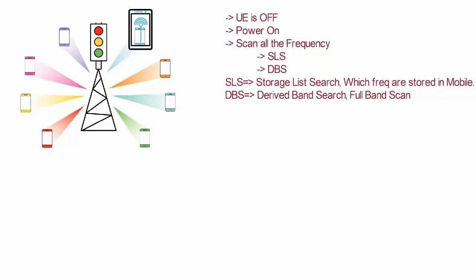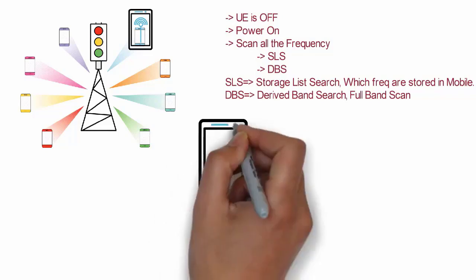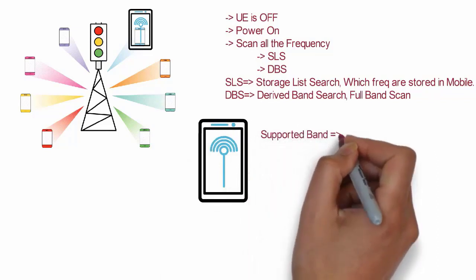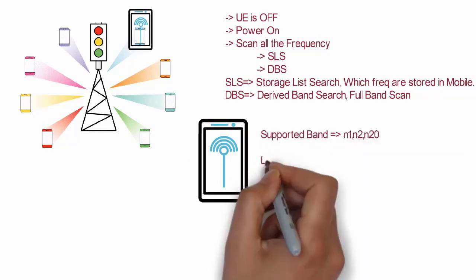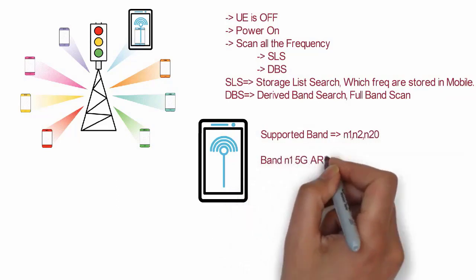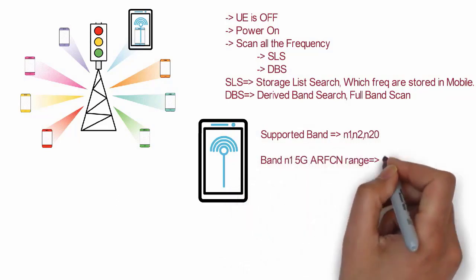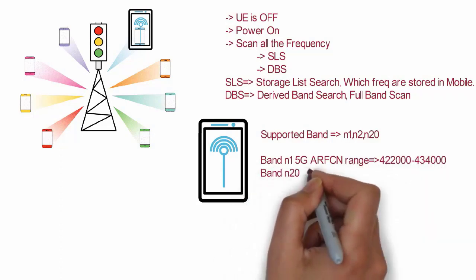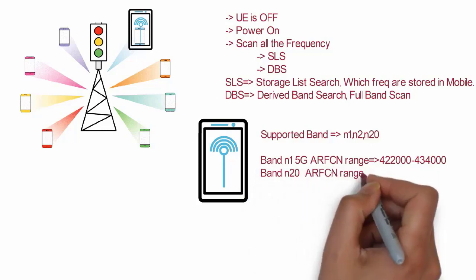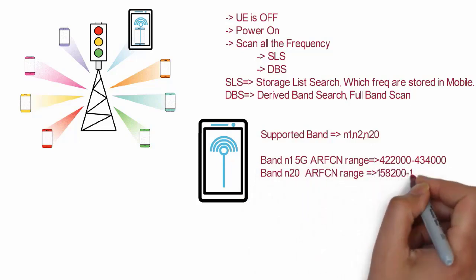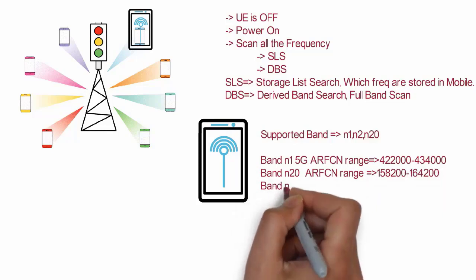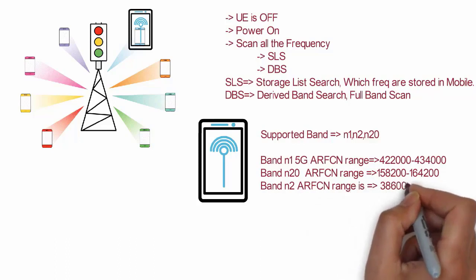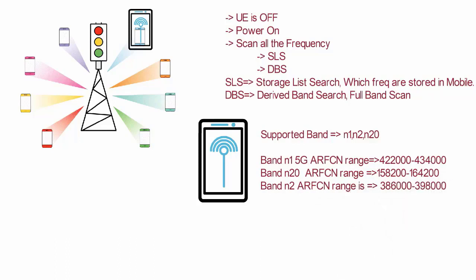For example, let's assume that your device supports 5G band N1, N2, N20. So in this case, for a scan, UE will use the NR ARFCN range for N1, N2, N20. अगर मैं FDD band N1 की बात करें तो band N1 range is 422,000 to 434,000. Band N20 range is 158,200 to 164,200. And band N2 range की बात करें तो it is 386,000 to 398,000.